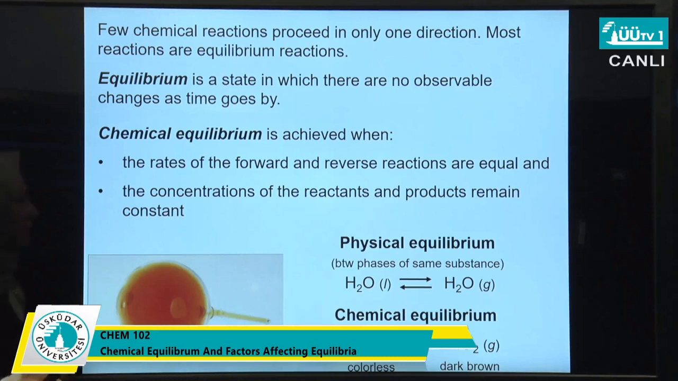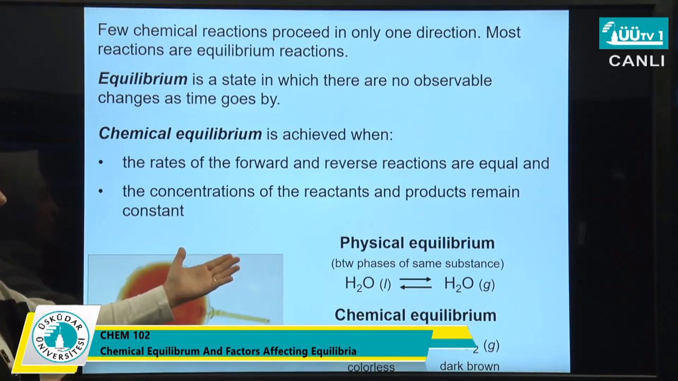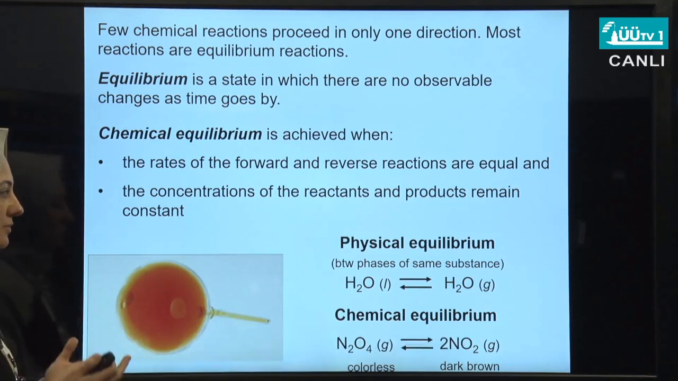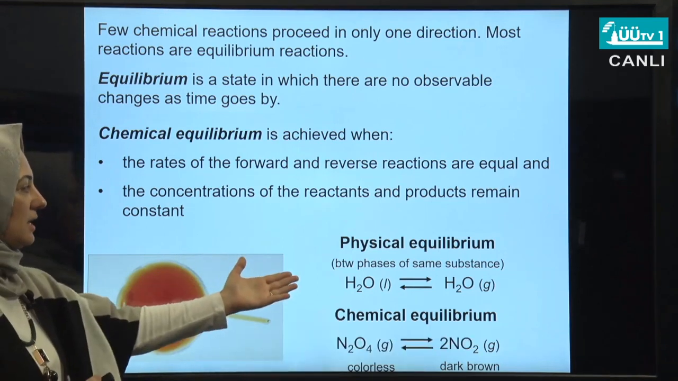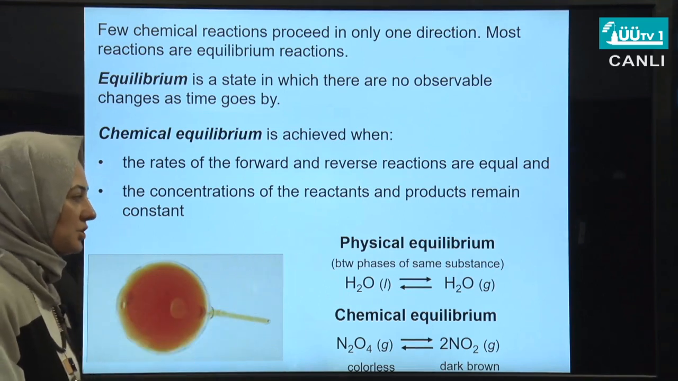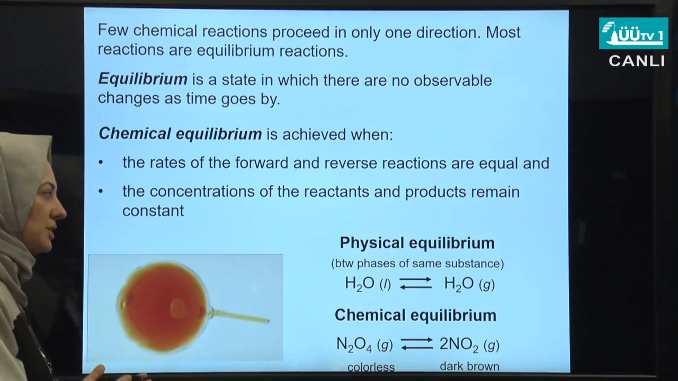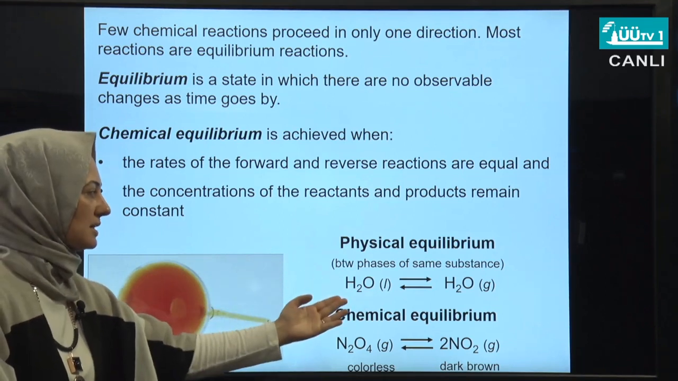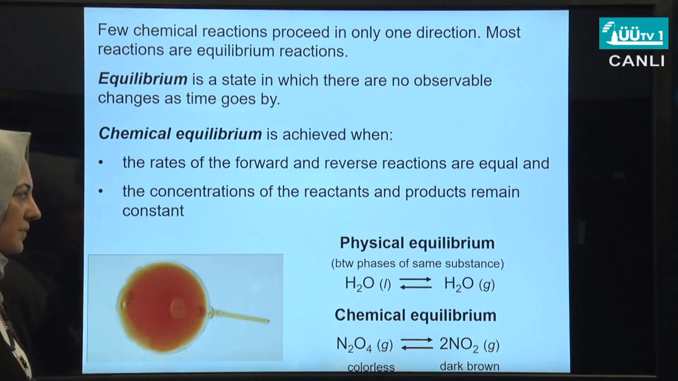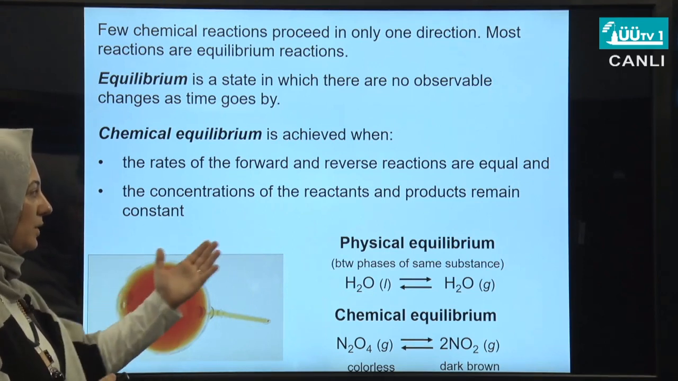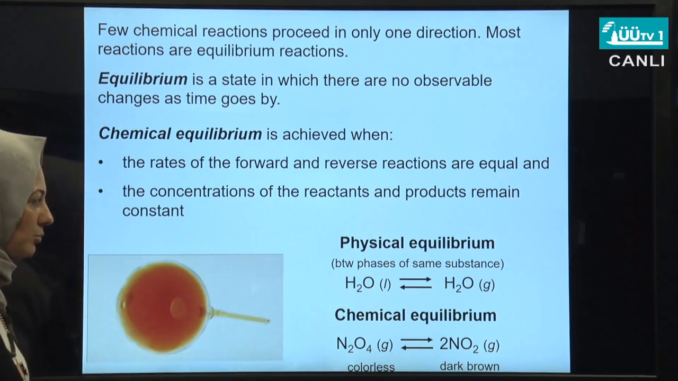Equilibrium can be a physical equilibrium, which is for a single substance between two different phases, like you see here for water. Liquid water can go into gaseous water by evaporation, and in turn, the gaseous water can condense back to liquid water. So this is the same substance between two phases. We call this the physical equilibrium.